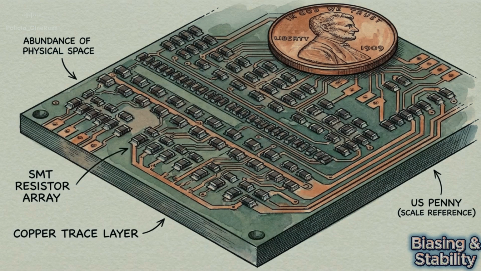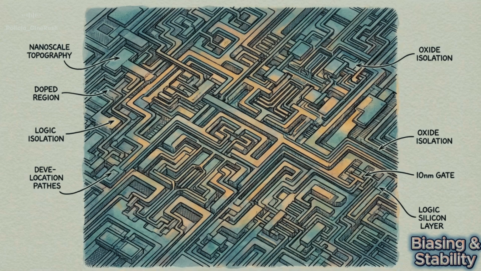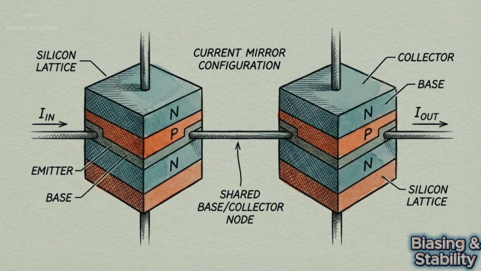The highly stable voltage divider bias is perfect for printed circuit boards, where physical resistors cost pennies and space is plentiful. However, the engineering math changes completely inside integrated circuits, or microchips. In silicon design, physical space is the most valuable currency, making large resistors impractical. To replace the 4-resistor voltage divider in silicon, engineers use a completely different topology, the current mirror.